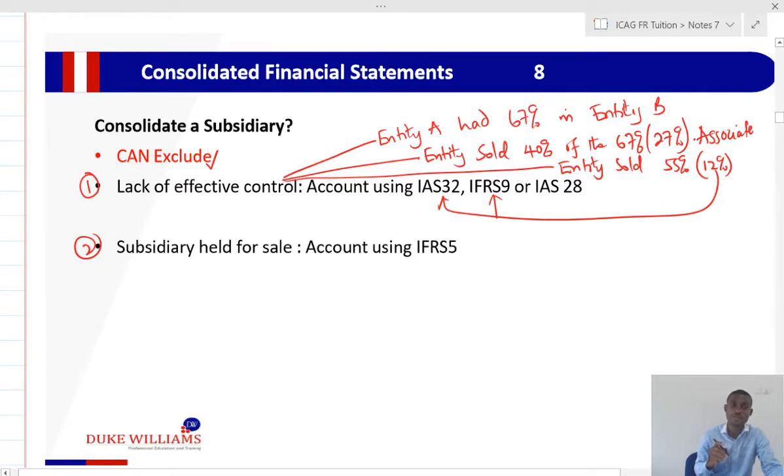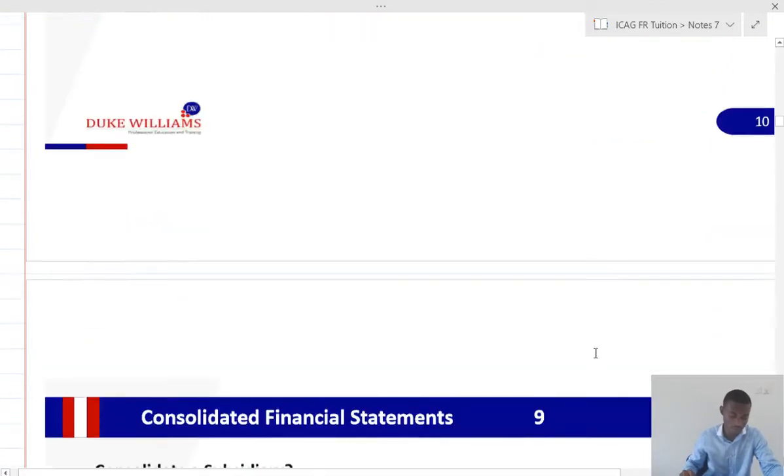Now, the second point is where the subsidiary is held for sale. So if the subsidiary is held for sale, then we use the IFRS 5, which is non-current assets held for sale and discontinued operations. So if the subsidiary is held for sale or has been disposed, then we can no longer consolidate. Or the subsidiary has been acquired with the intention of reselling. So we say it's a subsidiary held for sale. And if that is the case, then we cannot consolidate, or A will be allowed not to consolidate B. Very important. Let's move on.